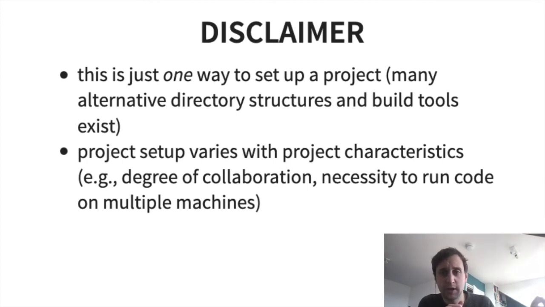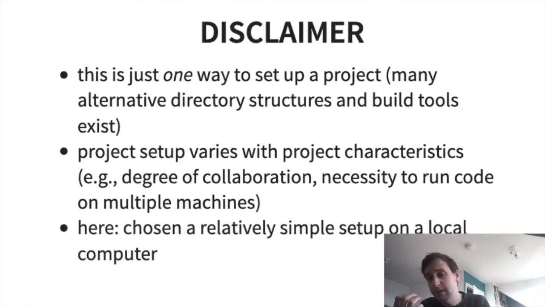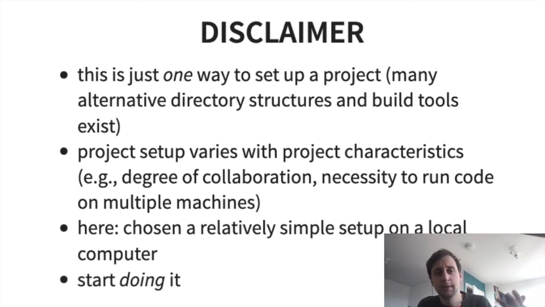Also, if you move your estimation code to the cloud on multiple machines, there may be different requirements that you will have to meet, such as being able to download your raw data on any machine that you're on, and that requires some extra configuration. So here I'm showing a relatively simple setup on a local computer. And I think the best way to get you started is to just start doing it. And I'll show you in one of my next videos how to get started using automation and using properly defined pipeline stages in your projects.